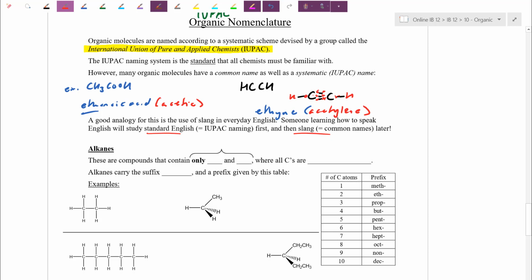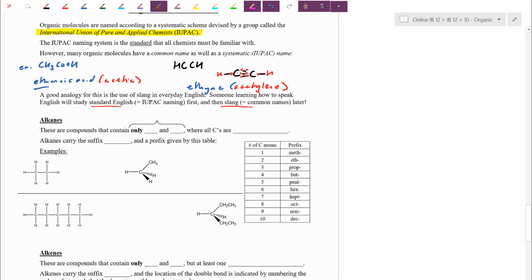They both refer to the same thing, but you want to be comfortable with both. I'll give you one more as a common solvent. This compound, H3C, we have a C. This is actually in the ketone functionality, as we'll see in tomorrow's class here.